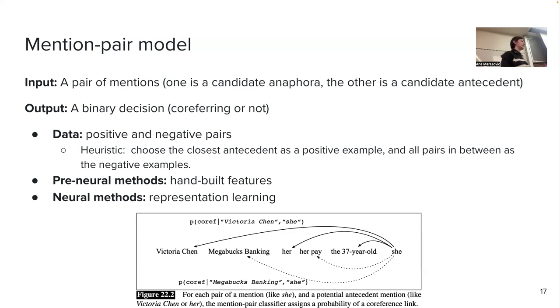And that's going to be the word representation of Victoria Chen. And then we have the other mention, "she", and we'll just use the GloVe embedding for "she". Now we have two vectors. Let's try to brainstorm a little neural network.